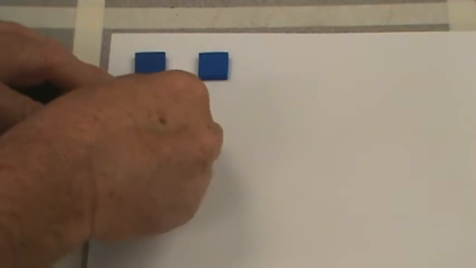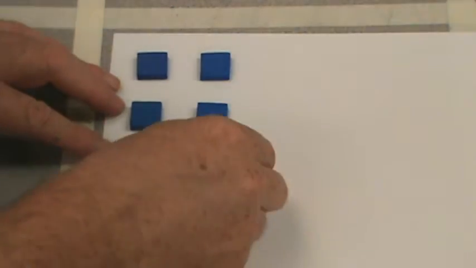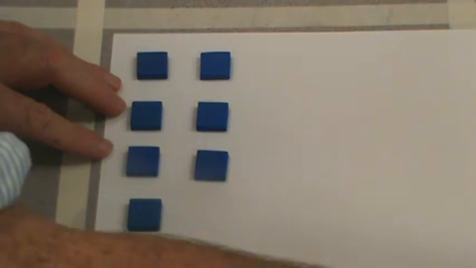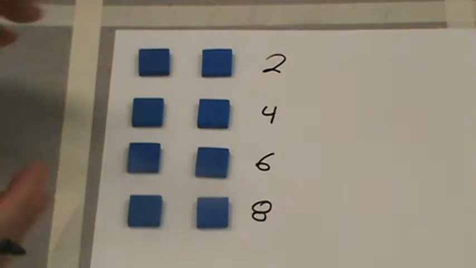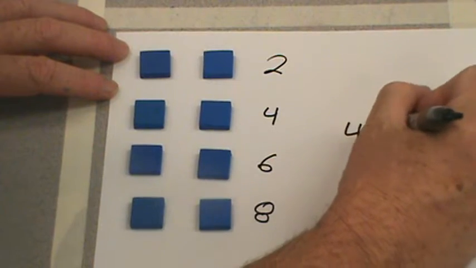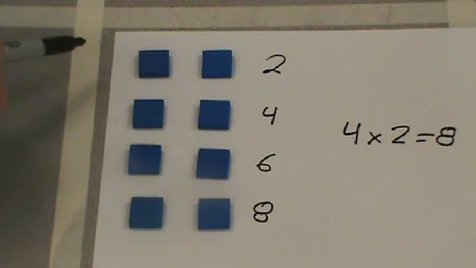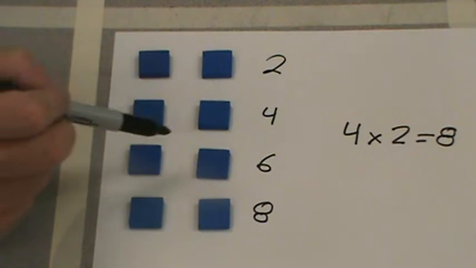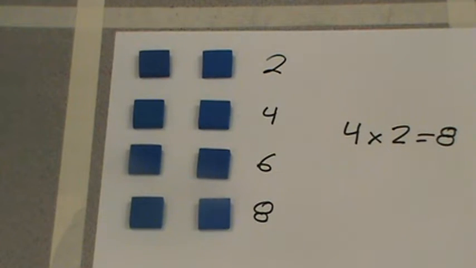So let's go 1, 2, 3, 4, 5, 6, 7, 8. And we're going to label these 2, 4, 6, 8. And what we have here is 4 times 2 equals 8. So we have 4 rows of 2 to equal 8. 1, 2, 3, 4, 5, 6, 7, 8. Now let's rotate it 90 degrees.